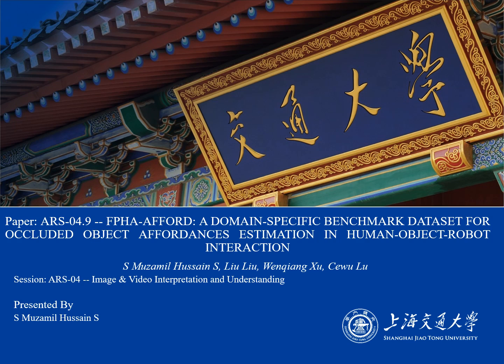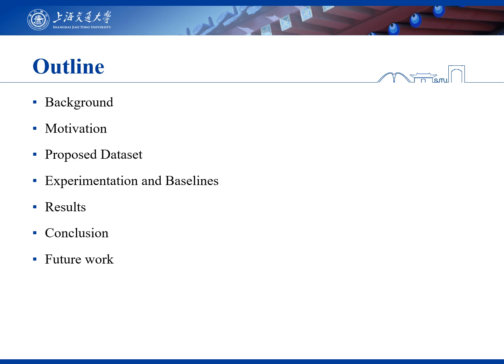I'm going to present our paper, a domain-specific benchmark dataset for occluded object affordances estimation in human-object robot interaction. Over the next 5 to 10 minutes, I'm going to walk you through this outline. First, I'll give you a brief introduction about background, motivation, proposed dataset, experimentations and baselines, results, conclusion, and finally, I'll discuss the future work.